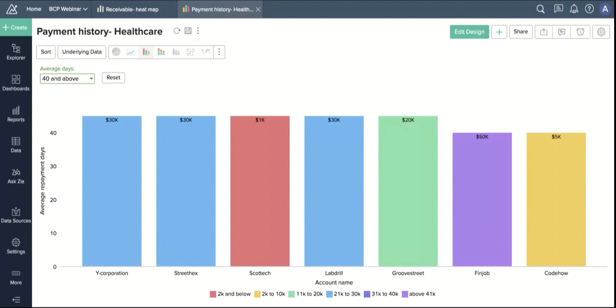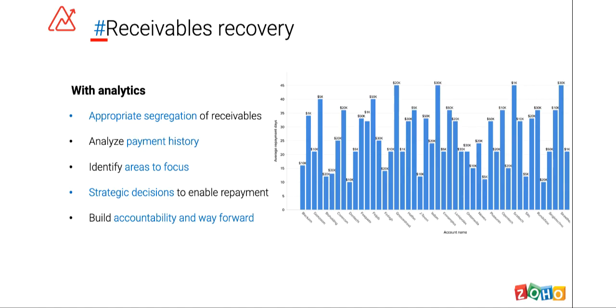And this data can also be pushed into your CRM systems where the key account managers can be empowered to start working on their receivables. So, how with analytics we were able to segregate our receivables, and then we were also able to analyze these accounts based on their historic payment dates. Also, we were able to pinpoint on the areas or the accounts to focus to ensure quick receivables.